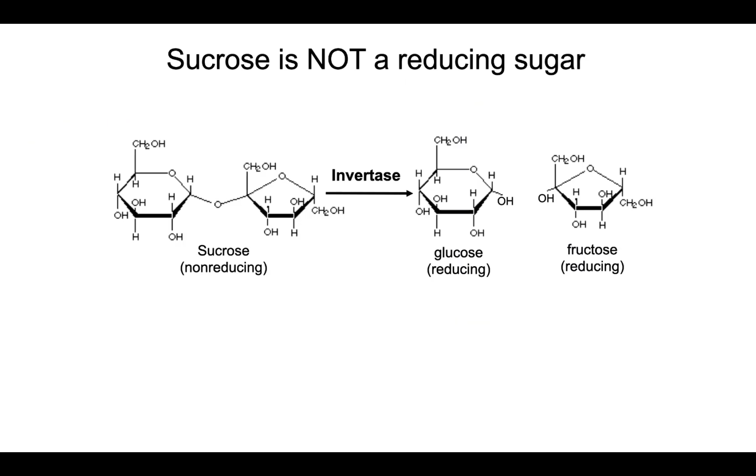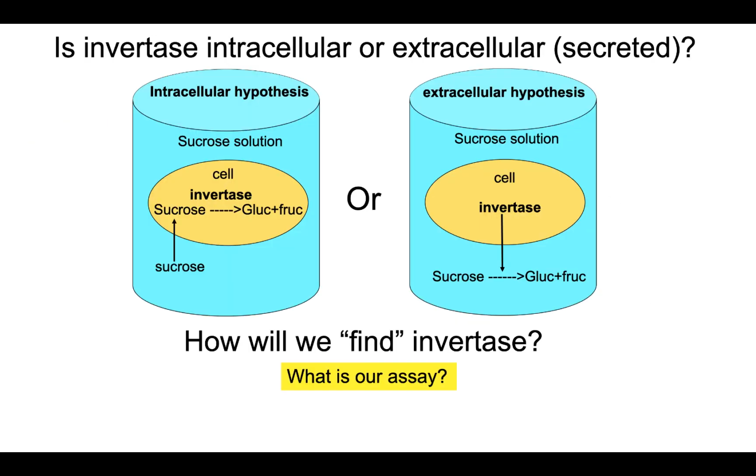And let's make some predictions here. If the extracellular solution gives us a positive, right? A positive Benedict's test means the presence of glucose and fructose, means the presence of invertase. So, if we find it in the extracellular, if we find it in the supernatant, that means invertase must have been secreted into the extracellular solution and there broken down sucrose to glucose and fructose.